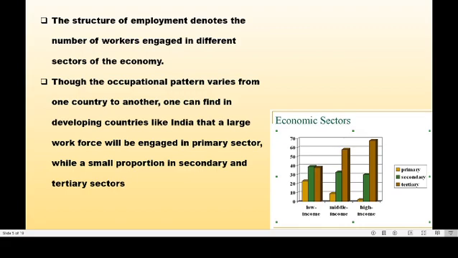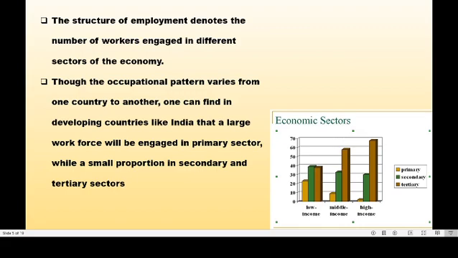Though the occupational pattern varies from one country to another, obviously the employment pattern varies from one country to another. Let us take an example of developing countries and developed countries. You all know that India is a developing country. So in developing countries, there will be a larger proportion of people who engage in the primary sector, compared to the proportion in the secondary and tertiary sectors.